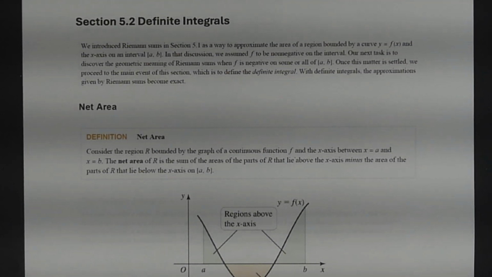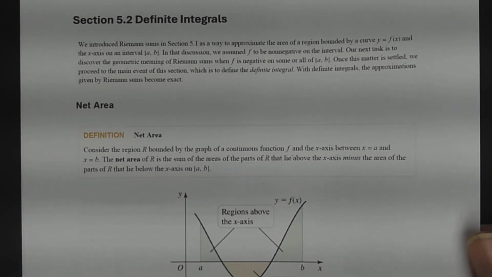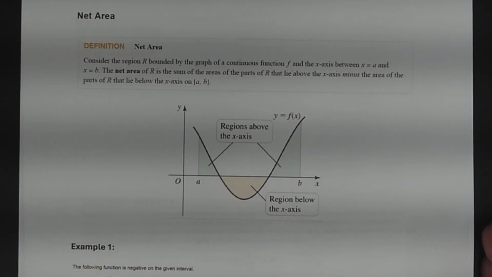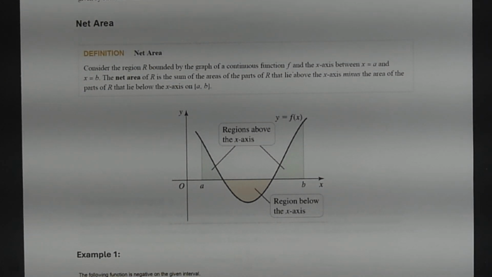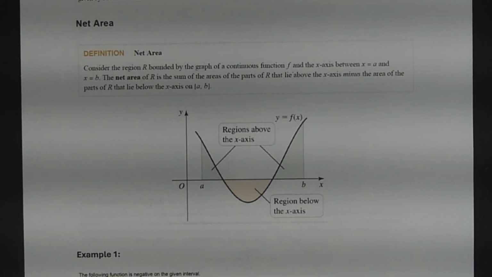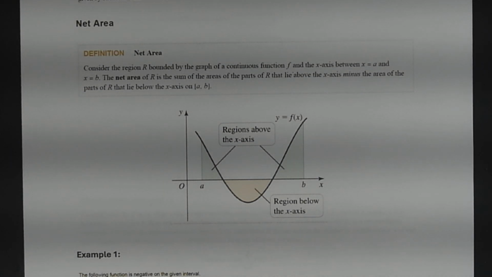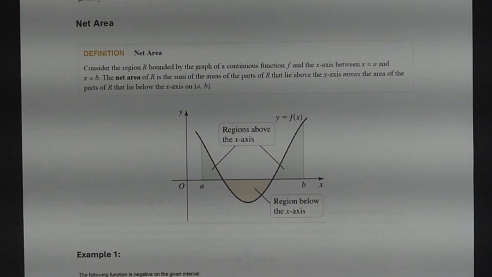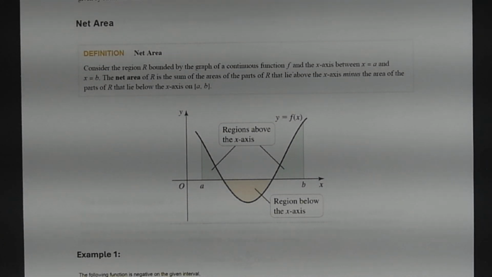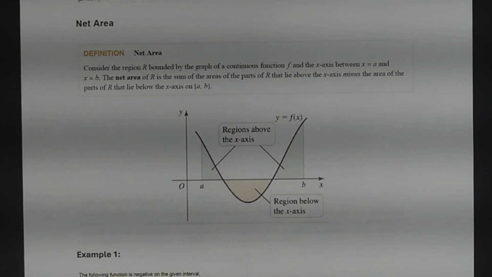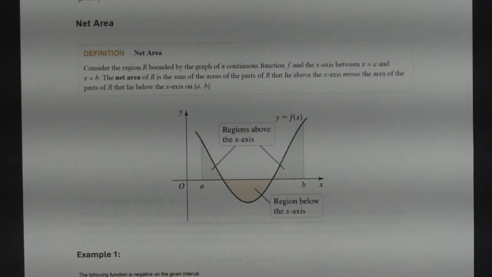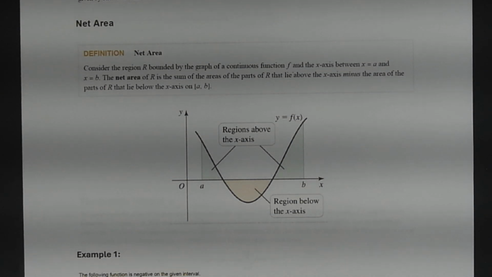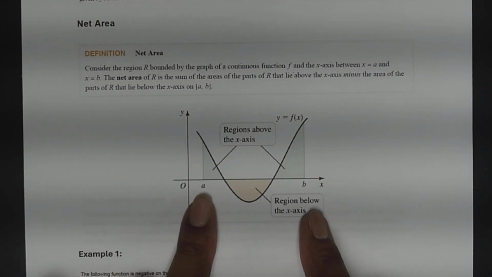Okay, so first of all, let's talk about what net area is by definition. So the definition of the net area would be this. Let's say we consider the region R bounded by the graph of a continuous function called f and the x-axis between x equals a and x equals b. The net area of R is the sum of the areas of the parts of R that lie above the x-axis minus the area of the parts of R that lie below the x-axis on the closed interval a to b. So here's an illustration of just that.